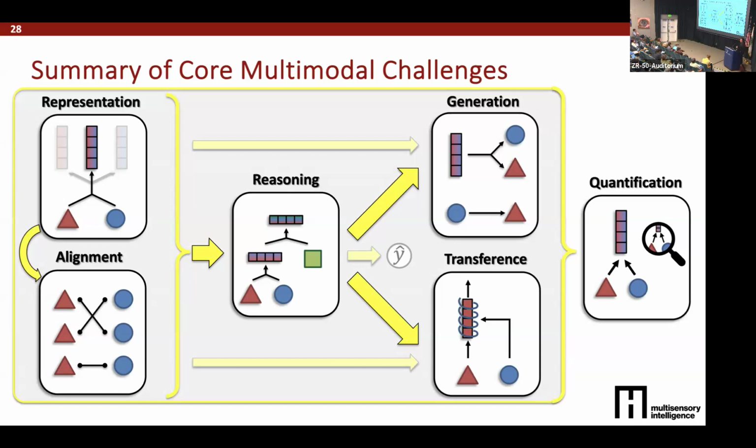So again, all these slides are available. Our survey paper really covers each of these 6 multimodal challenges in detail, the sub-challenges in detail, the latest work in each space, and that can be a starting platform to discover what's the next works that should be worked on.